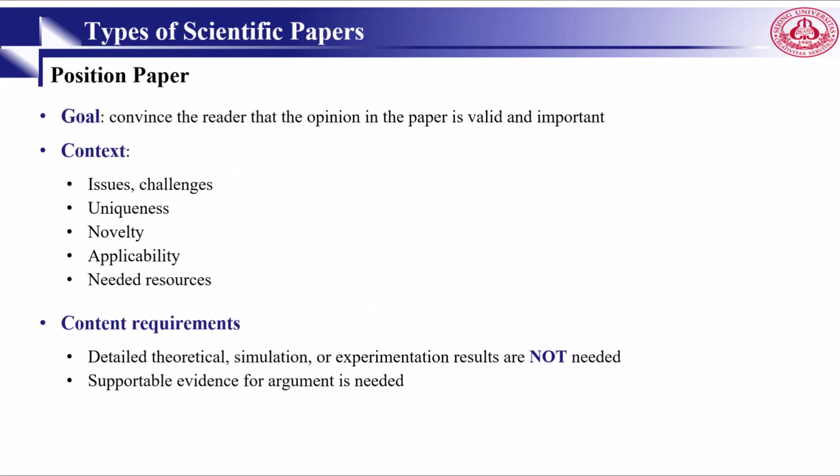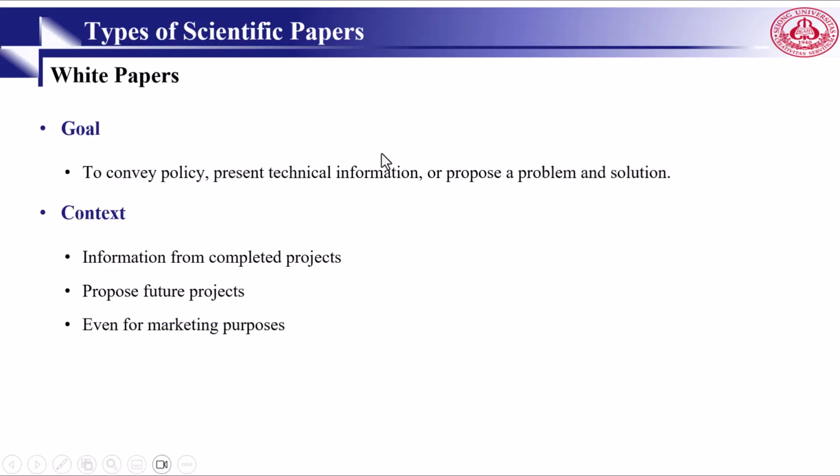In a position paper, the primary goal is to convince the reader that your viewpoint on a topic is valid and significant. It's not about presenting exhaustive experiments or simulations, but about making a persuasive argument. To do it effectively, you need to establish the context, outline the issues or challenges, highlight what makes your perspective unique or novel, demonstrate that it is practical and applicable, and clarify any resources needed to support your position. The content should focus on evidence that supports your argument. This can be references, logical reasoning, or illustrative examples, but detailed theoretical or experimental results are not required in this kind of paper. Finally, we have white papers.